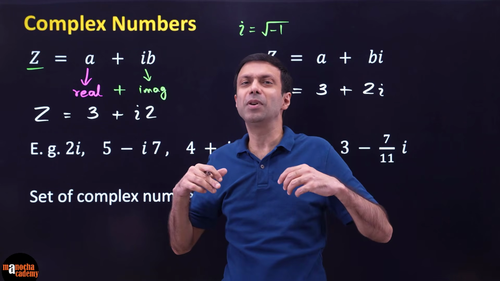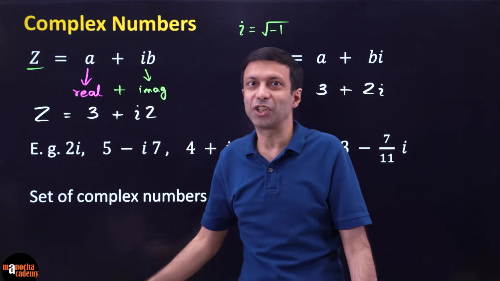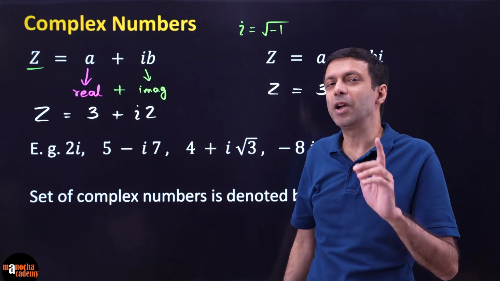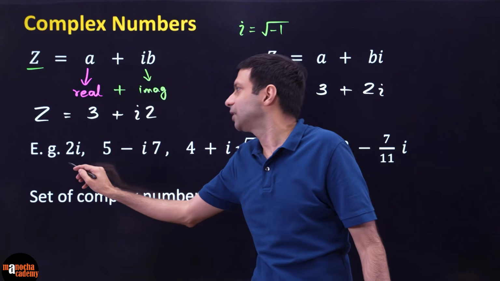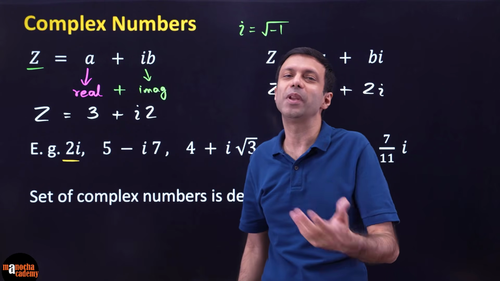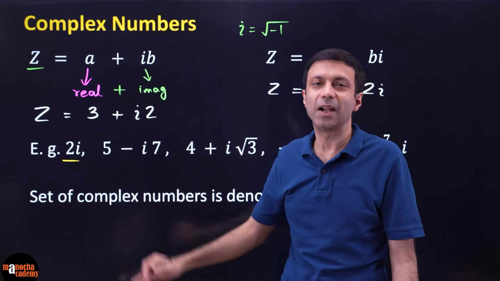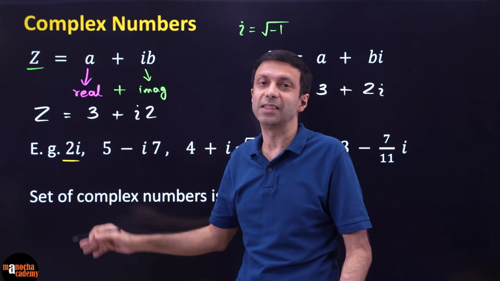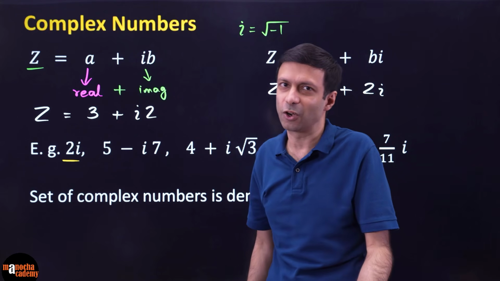So complex numbers is like this superset which contains both real and imaginary numbers. But note that sometimes, even just 2i is also said to be a complex number where the real part is 0. So there's no real part. So we can say 2 iota is an imaginary number, or we also call it a complex number.